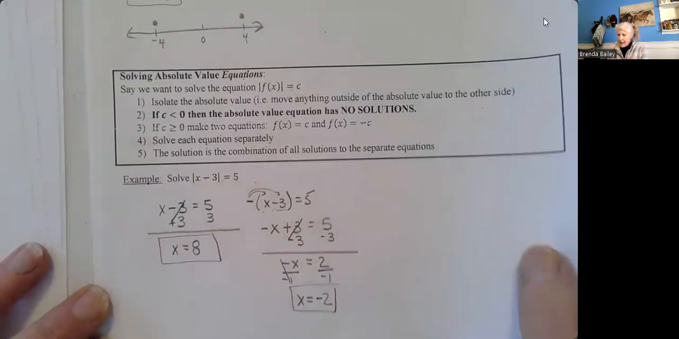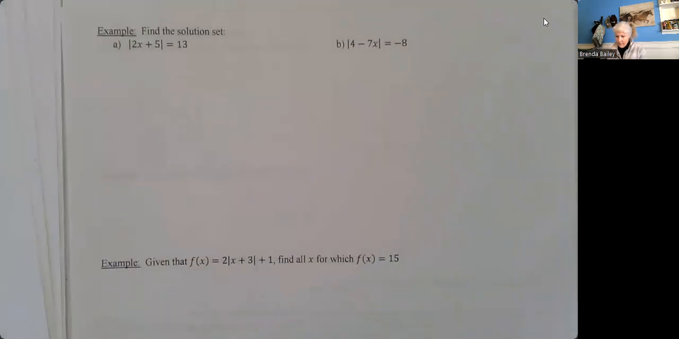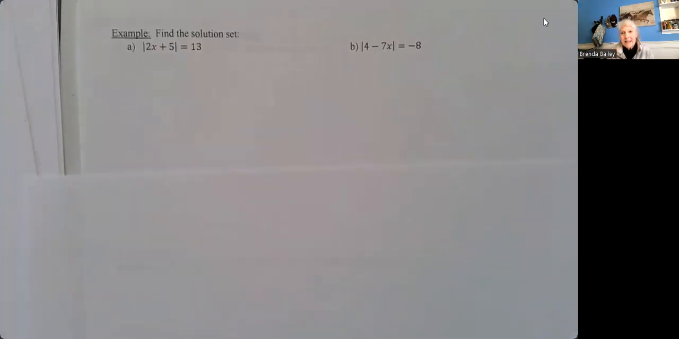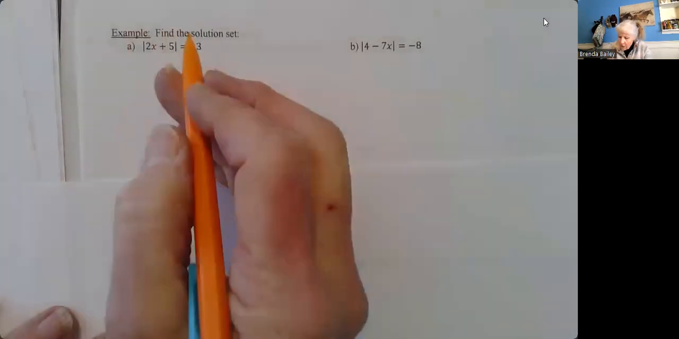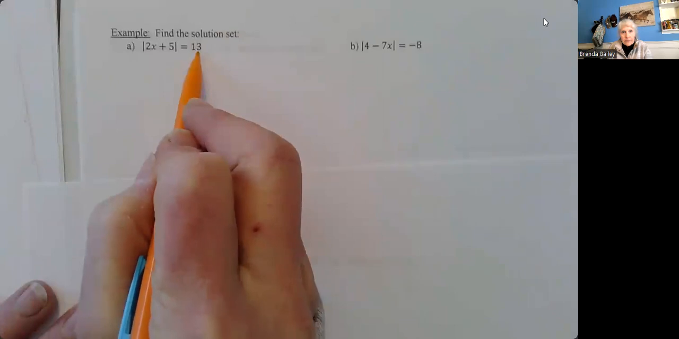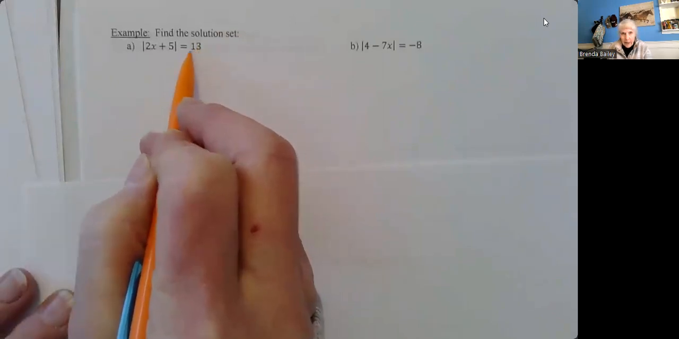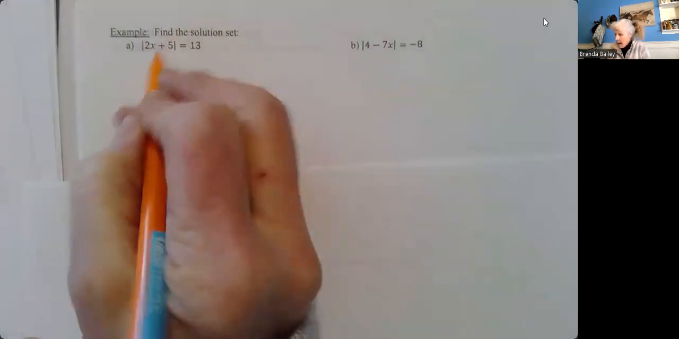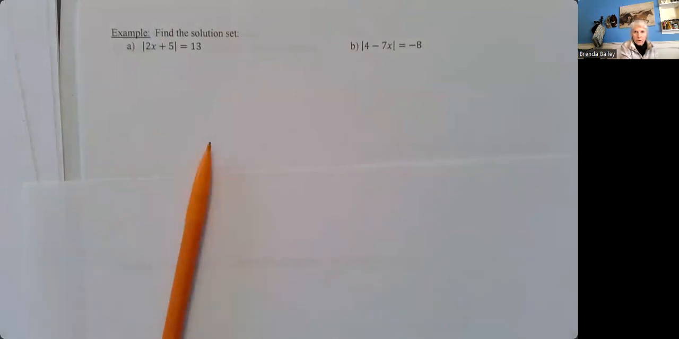All righty. Let's go on. Let's practice these ideas here. Again, our first step is to get the absolute value by itself. It is. So we don't have to move anything. It's all by itself on the left-hand side. So now also check, does it equal a negative? No, it doesn't. So we can go ahead and set this up. So we've got 1 and 2 done. And now we're going to go ahead and set this up with our 2 equations.